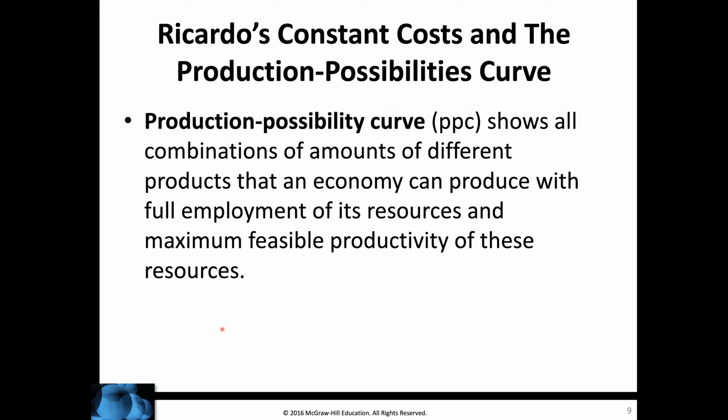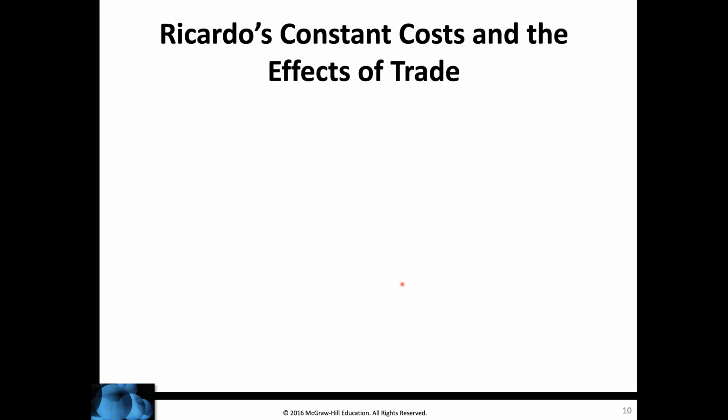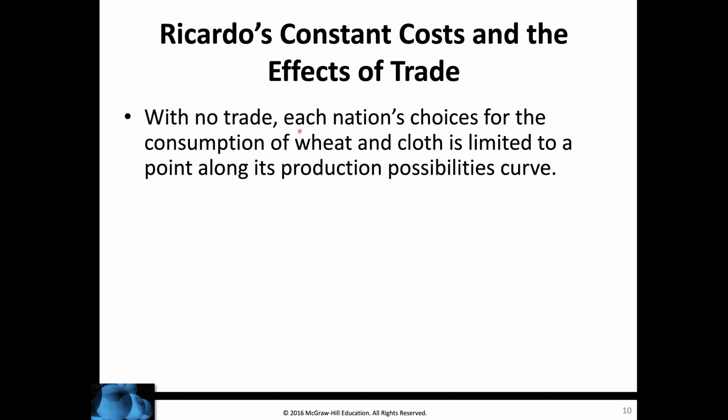So Ricardo's constant costs and the production possibility curve is another concept we need to review. The production possibility curve, or PPC, shows all combinations of amounts of different products that an economy can produce with full employment of its resources and maximum feasible productivity of the resources. So Ricardo's constant costs on the effects of trade. With no trade, each nation's choices for the consumption of wheat and cloth is limited to a point along its production possibility curve.